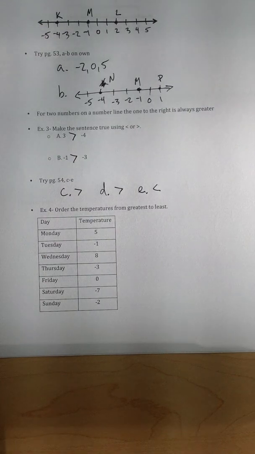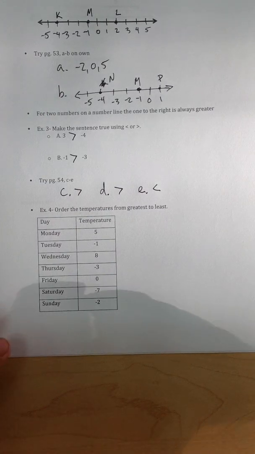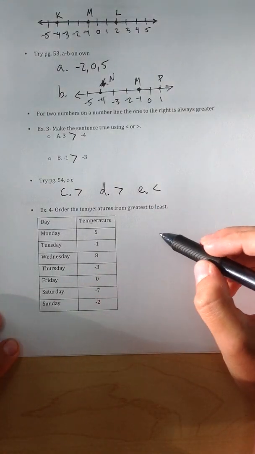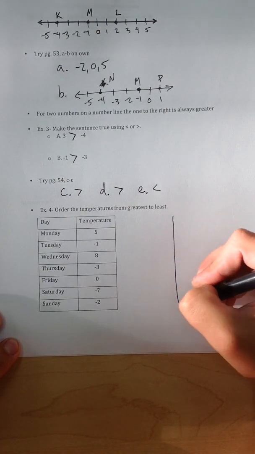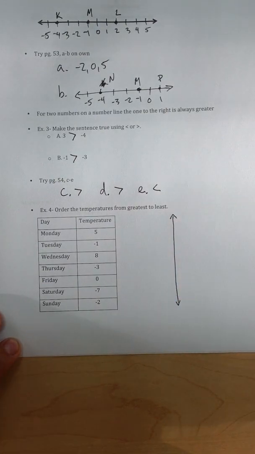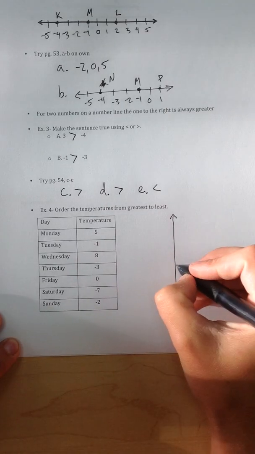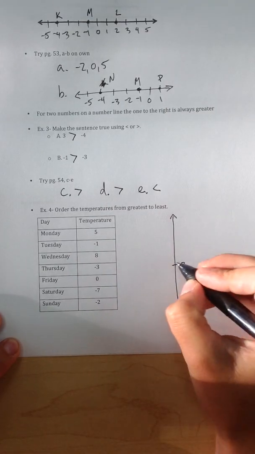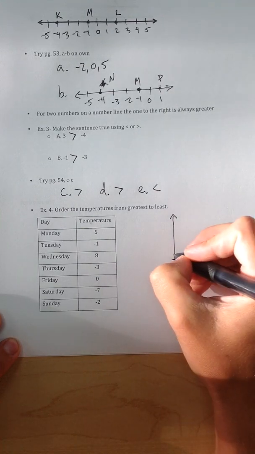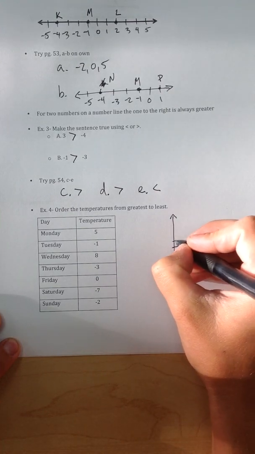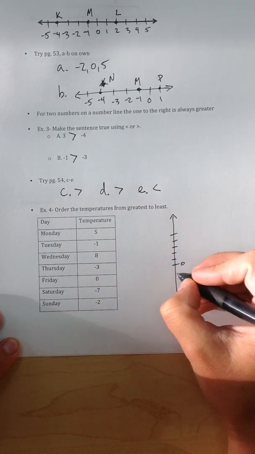One thing we could do here is order these using a number line. We don't have to, but we could. If I'm going to think about a number line for temperature, a good way to think about it is like a thermometer. You guys have seen thermometers like this where it's 0 degrees here and then it works its way up. I'm going to probably count by 2s here. So 2, 4, 6, 8, 10. We'll just go up to 10.